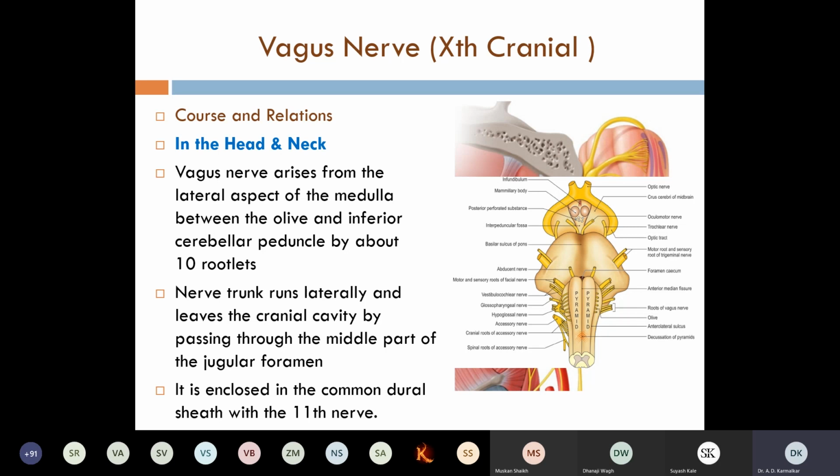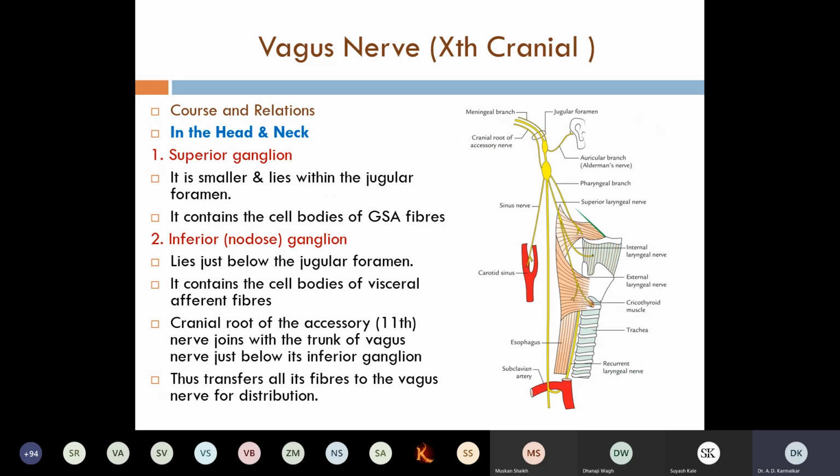Now as it leaves the cranial cavity through the jugular foramen, it is enclosed in a common dural sheath along with the cranial accessory nerve, because the cranial part has a relation with the vagus nerve. Some of the fibers of the cranial part are going to pass with the vagus nerve, that we'll see here. Now we'll see a little bit about the ganglia. The superior ganglion, as I said, lies within the jugular foramen and mainly has cell bodies. It is a general somatic afferent.